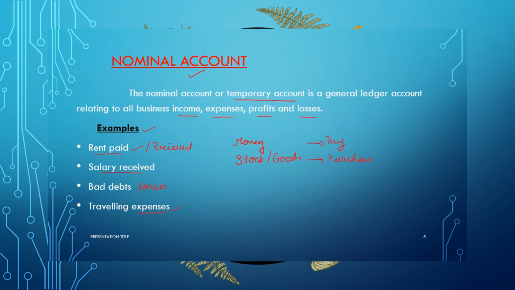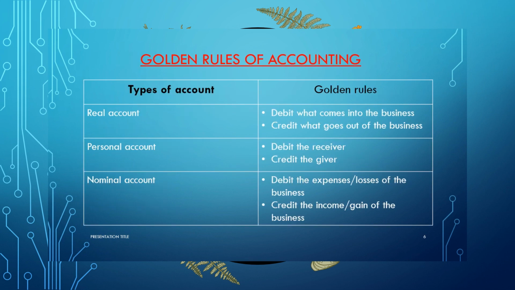Okay. So next we'll come to the golden rules of accounting. First is real account. The rule for real account is debit what comes into the business and credit what goes out of the business. So whatever is coming into the business is being debited, whatever is going out of the business is being credited. Now let's see a simple example of this.